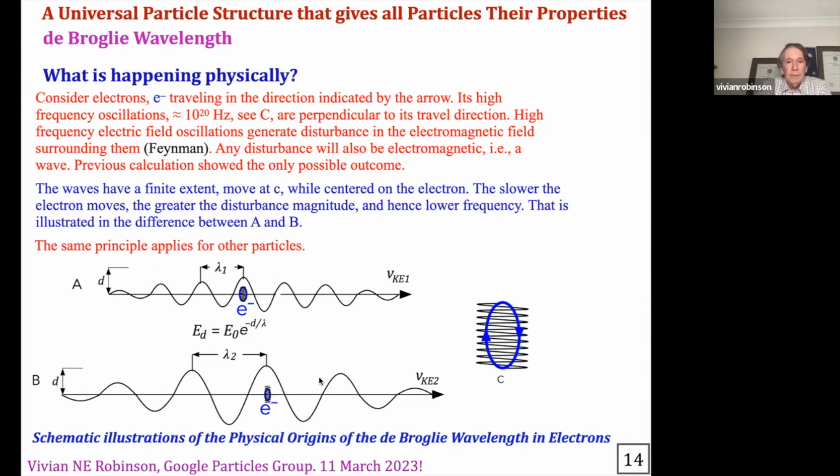Now, to give you perhaps a bit of an appreciation, if the electron is moving slower, it has had longer to influence the field around it, so the influence will be greater and the wavelength will be longer.